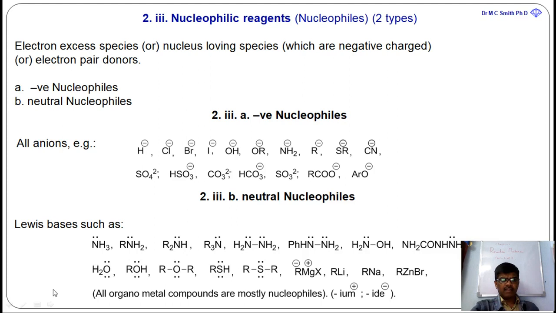And the important one is neutral nucleophiles. Just now we saw that Lewis acids are neutral electrophiles, and Lewis bases are neutral nucleophiles. So what is a Lewis base? A Lewis base is a molecule which donates a lone pair of electrons, dear friends. For example, ammonia: the lone pair of electrons present on ammonia acts as a neutral nucleophile. All ammonia containing molecules are known as neutral nucleophiles. And very important, water is a neutral nucleophile.